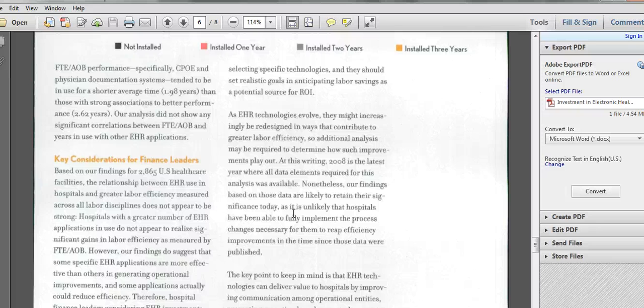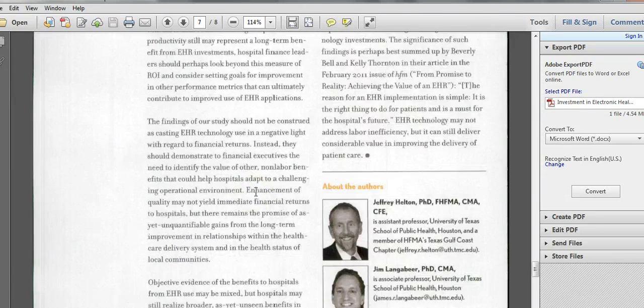Healthcare facilities. The relationship between EHR use in hospitals and greater labor efficiency measured across all labor disciplines does not appear to be strong. Hospitals with a greater number of EHR applications and needs do not appear to realize significant gains in labor efficiency as measured by FTE/AOB.